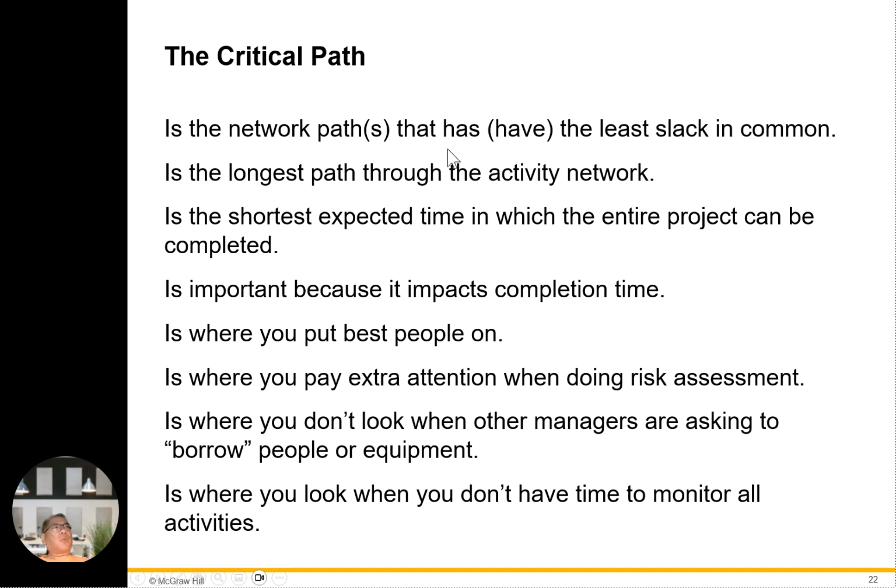Okay, the critical path. It is the network path that has the least slack, in common terms the longest path in the activity network. It is the shortest expected time in which the entire project can be completed. It is important because it impacts completion time. It is where you put the best people. It is where you pay extra attention when doing the risk assessment. It is where you don't look when other managers are asking to borrow people or equipment. It is where you look when you don't have time to monitor all activities.